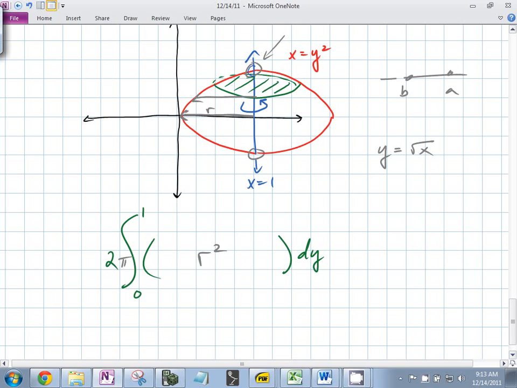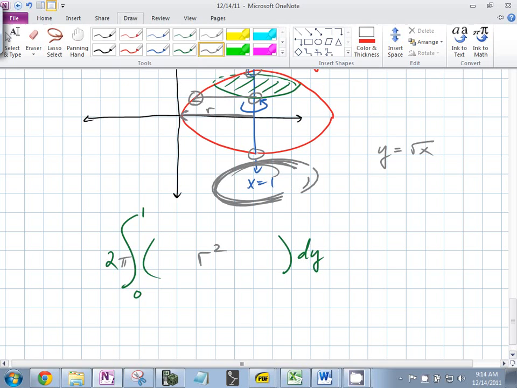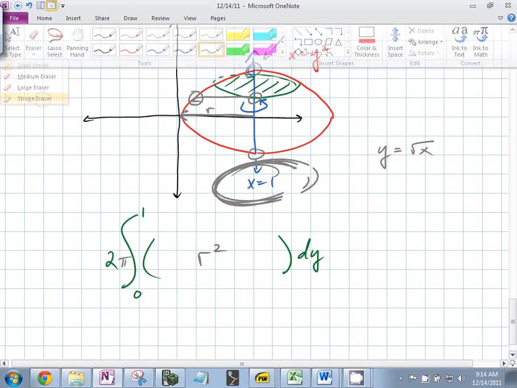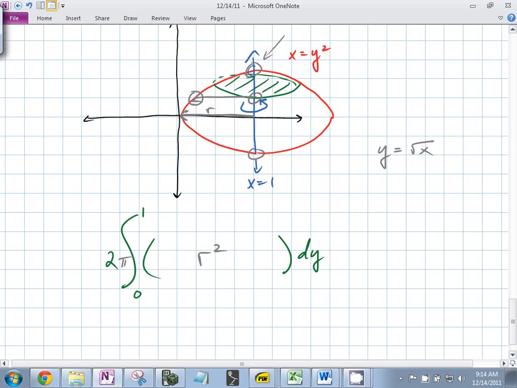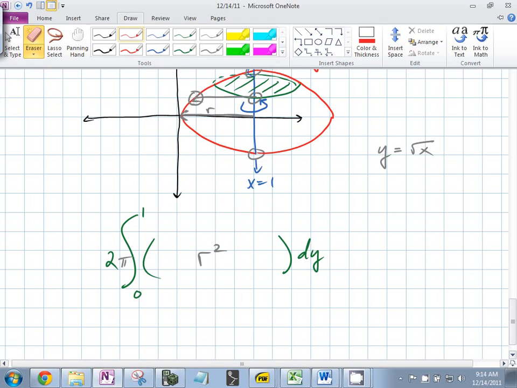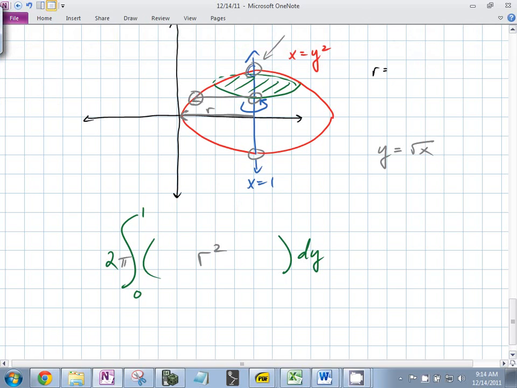Exactly. So can you tell me what the distance is from here to here? 1 minus what? It's not r. Stop saying r. R is what we're trying to get. Root x? So initially, r would be 1 minus x, right? Do you agree with that? But we don't want it in terms of x. What do we want?